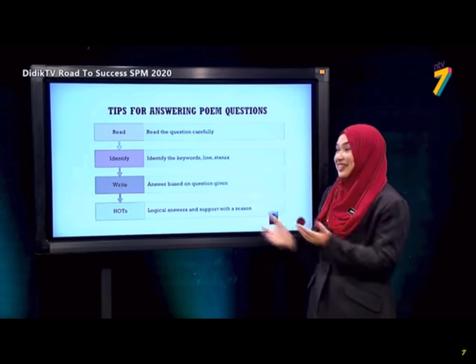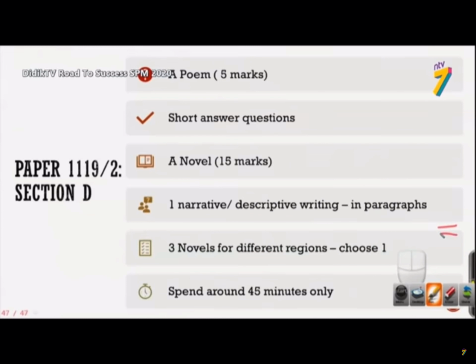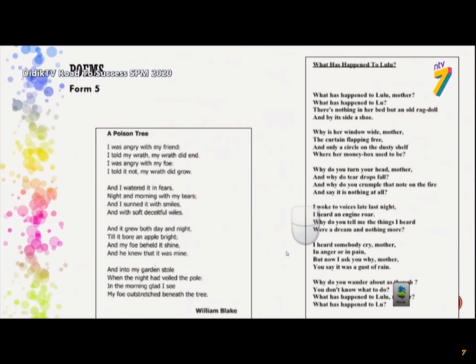Again and again, the keyword for English paper: read the question. Very good. Okay, moving on. So these are the Form 4 poems. You have learned this in Form 4. The Living Photograph, The Charge of the Light Brigade. And then for Form 5, you have Poison Poems and What Has Happened to Lulu. So these are the favorite ones, I think.